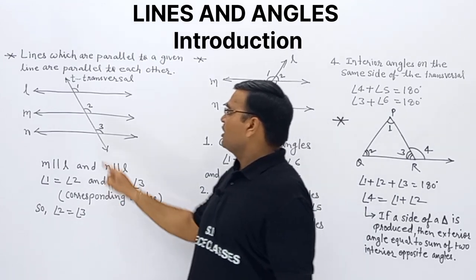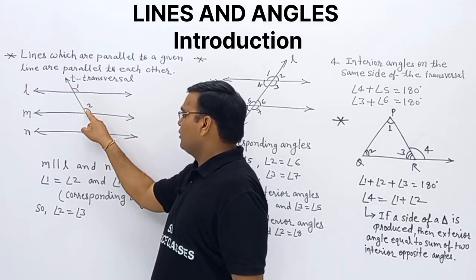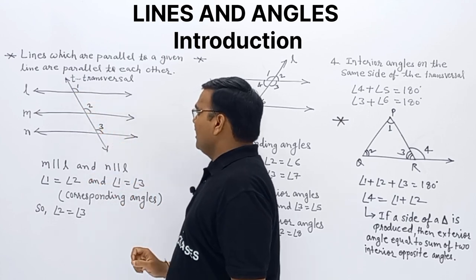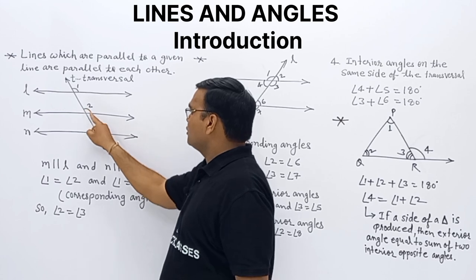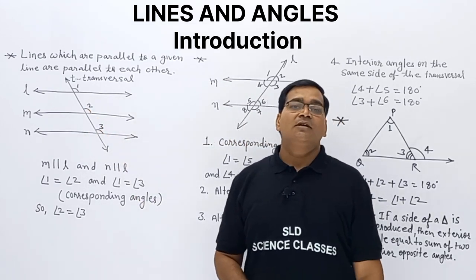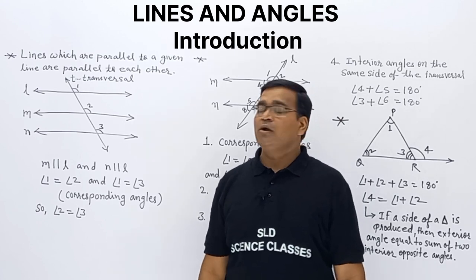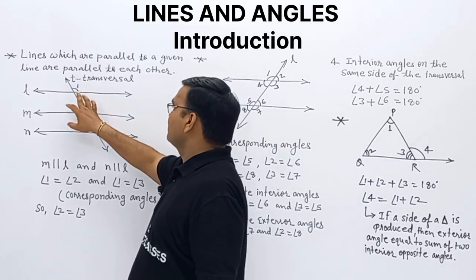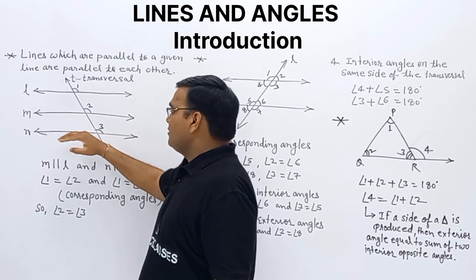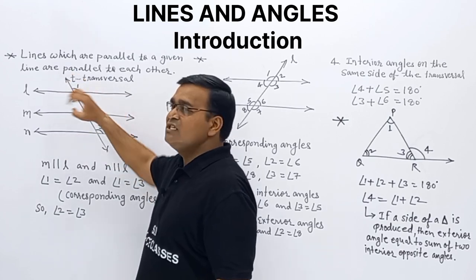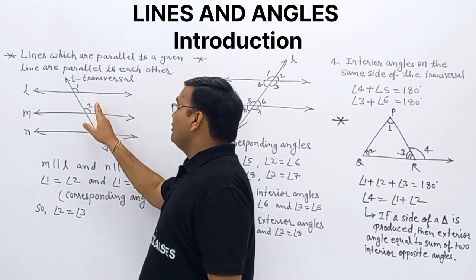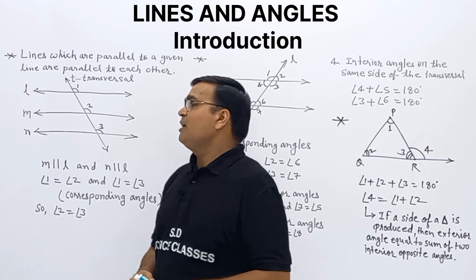At that time this angle will be equal to this one, and this angle is equal to this one, and automatically we can say both angles will be equal. Why? Because they are corresponding angles. Observe, we have two lines that are parallel, then a third line is also parallel to these lines, then we can say corresponding angles will be equal.